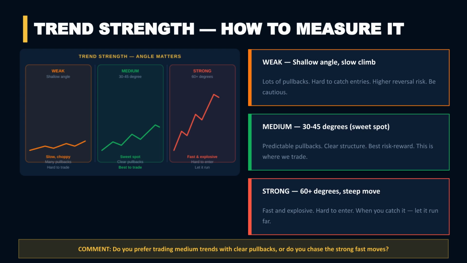A medium trend is the sweet spot. Healthy angle. Clear pullbacks to support. Clear rejections at resistance. Predictable. A strong trend is a steep climb or decline. Sharp angle. Price is moving. Hard to catch, but when you do catch it, the moves are huge. In my trading room, we prefer medium trends. They're predictable. But when we catch a strong trend, we hold longer.